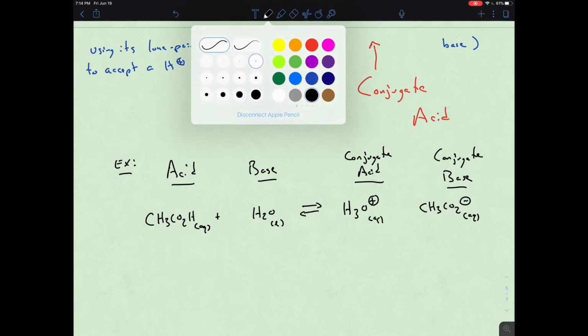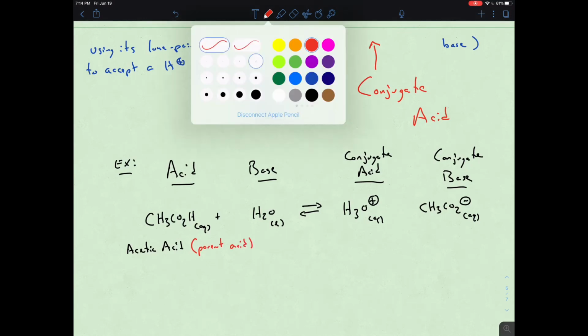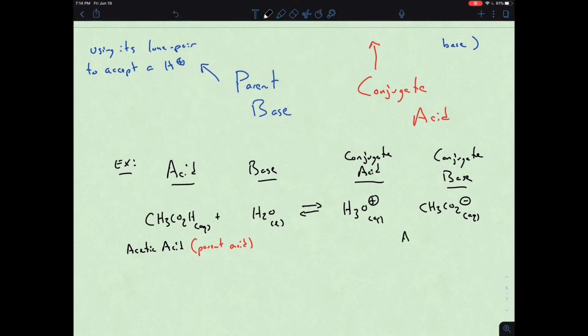So we have our acetic acid, and that is our parent acid, and then that's generating acetate, which is then the conjugate base of acetic acid. So even in the nomenclature, you can kind of see that.